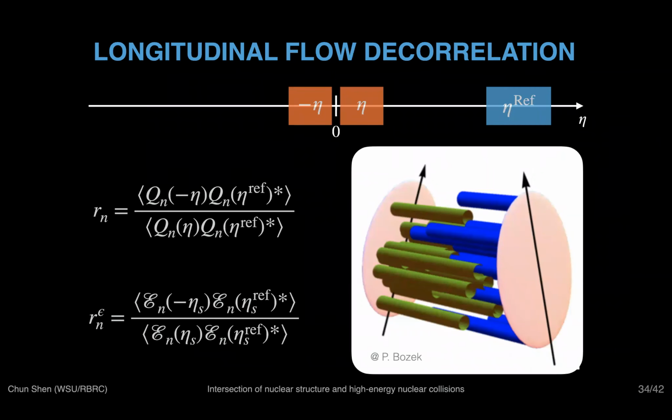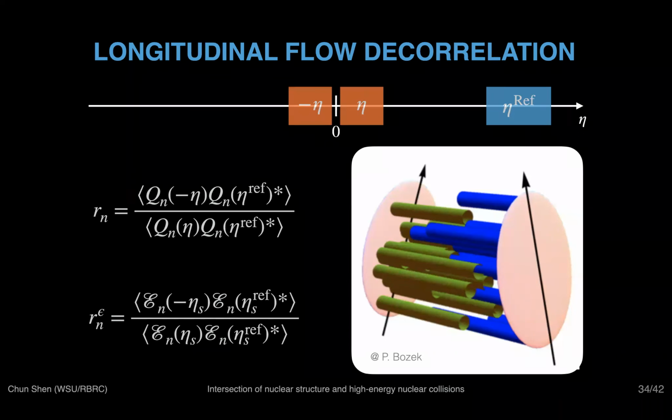So the rest of the talk I will focus on is the so-called longitudinal flow correlations. This is how you look at the flow vectors in different rapidity ranges. This is measured in experiments using the so-called RN variable. It is defined by this ratio.